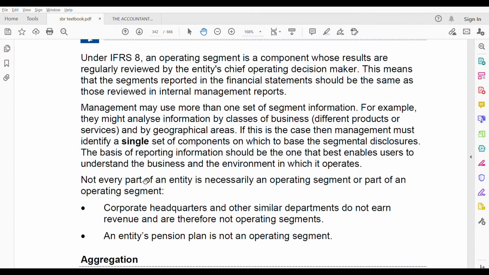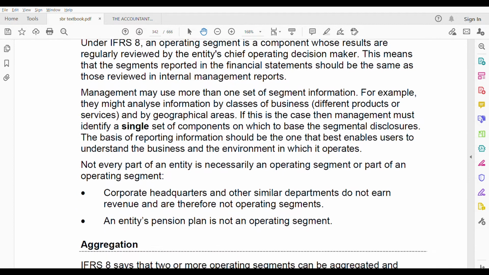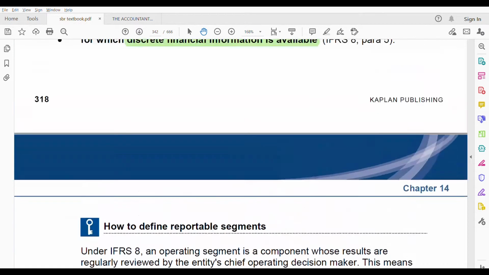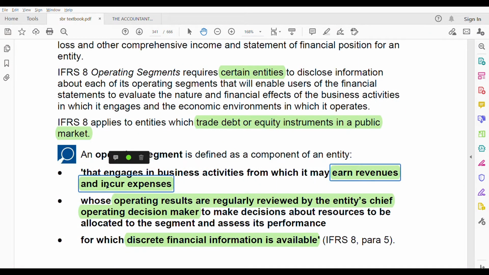Not every part of an entity is necessarily an operating segment, right? So some examples are given to you which are not operating segments. One is corporate headquarters. You cannot say it's an operating segment because you don't earn revenue through corporate headquarters, and their results are not reviewed by the operating decision maker, the chief operating decision maker. These three you have to see: the first, the second, and the third.